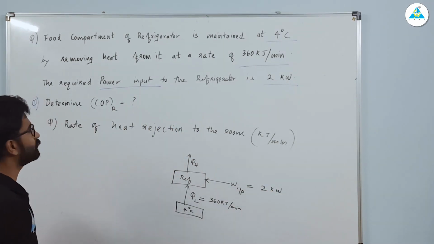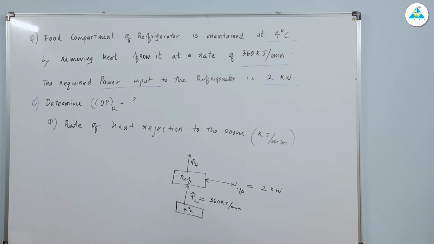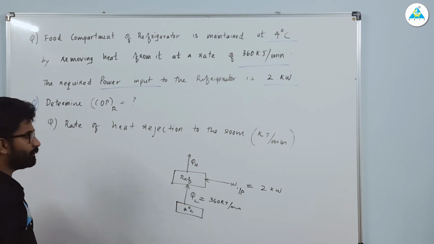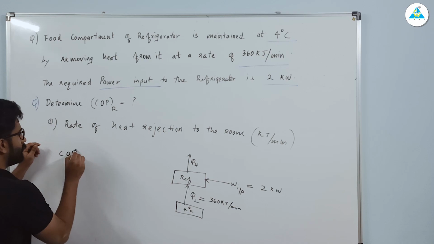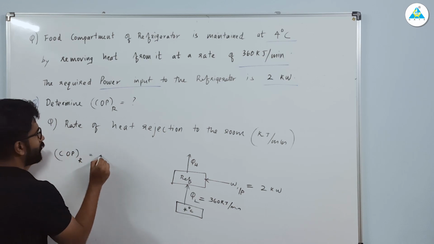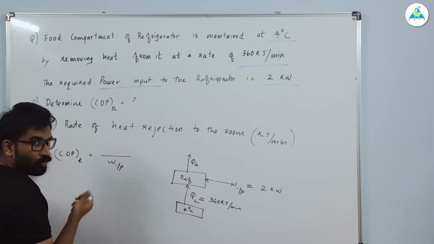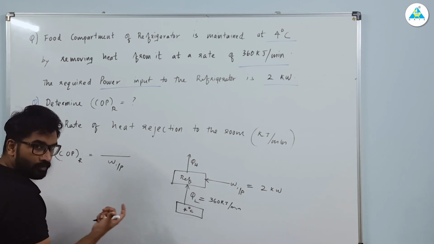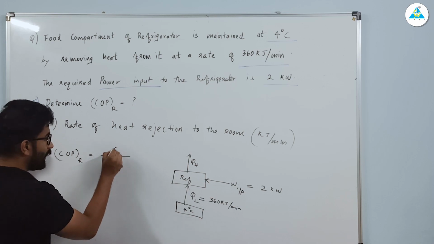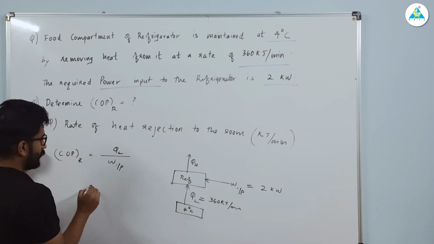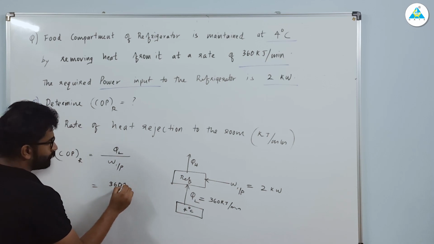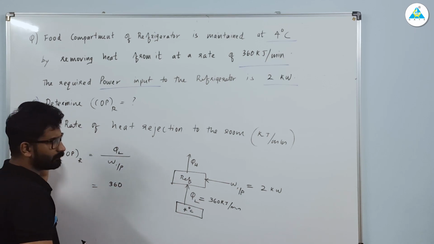Now, first question, what is the COP? How can you find the COP? Simple. What is the equation for COP? COP of a refrigerator is, out of the work input, how much we are able to take from the freezer. So QL divided by this. What is QL? QL is 360, right? 360 kilojoule per minute.